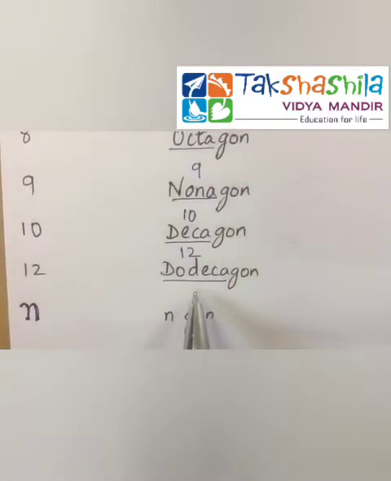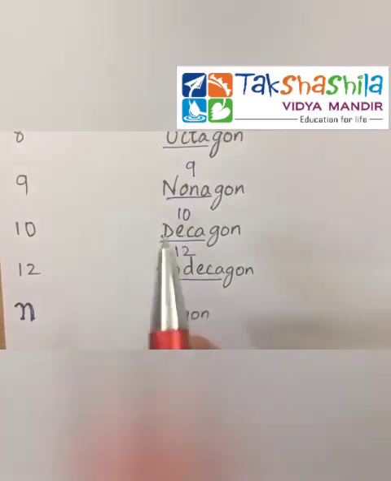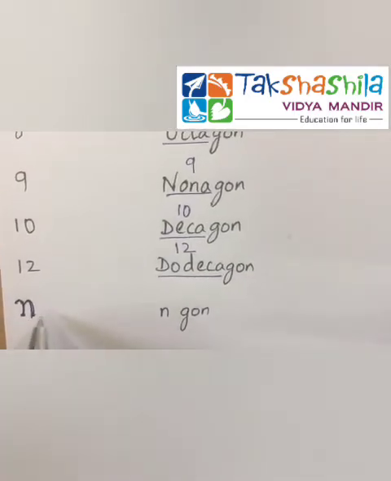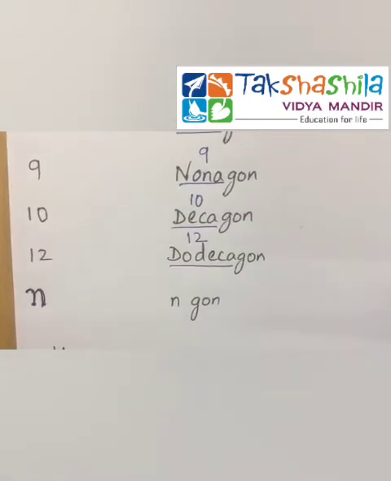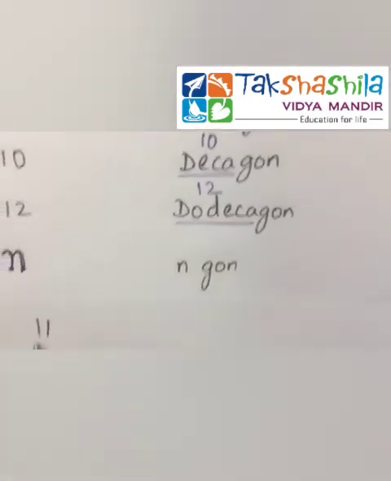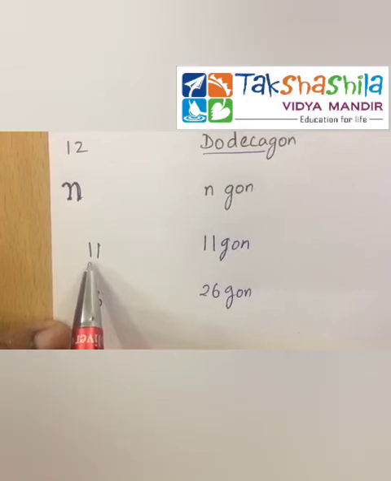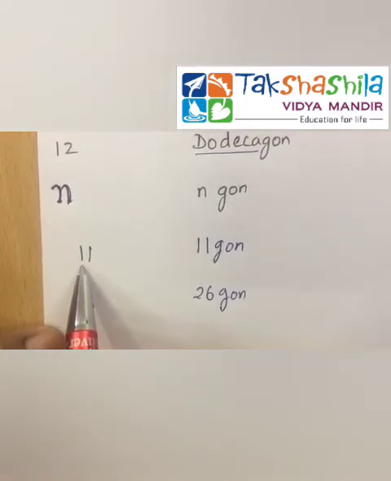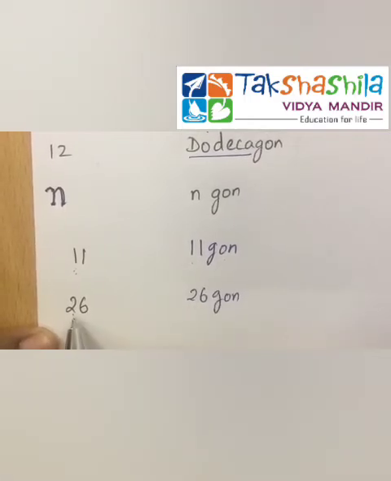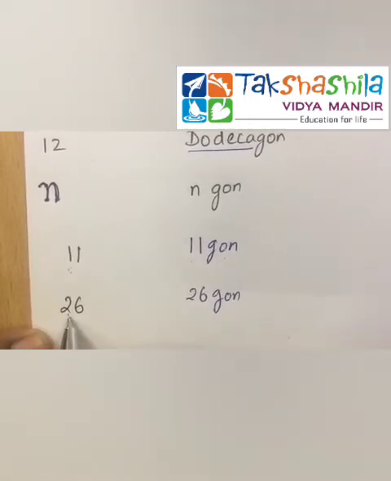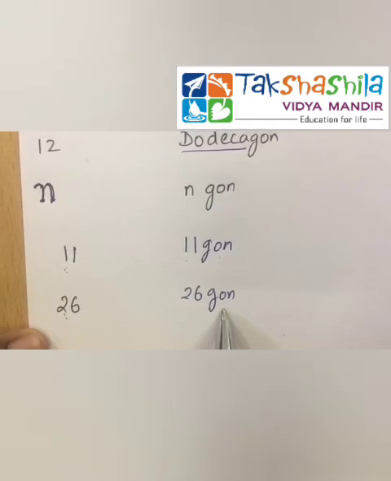Only these shapes have names. Apart from that, if it is formed by n number of lines, you call it an n-gon. For example, if you form a shape with 11 straight lines, then it is called 11-gon. If you form a shape with 26 straight lines, then it is called 26-gon.